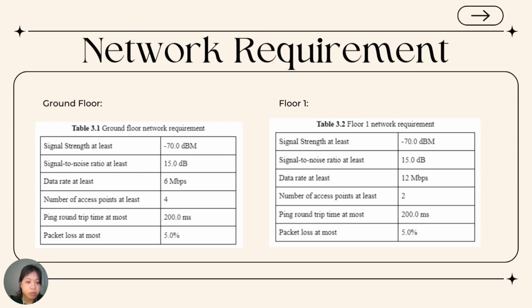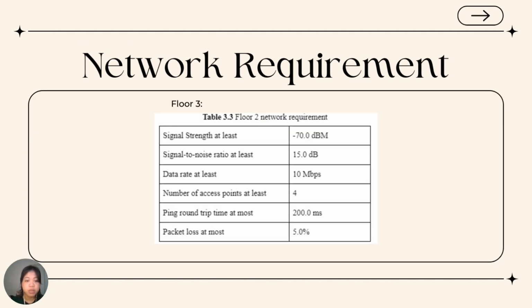Ping round trip time at most 200 ms, and packet loss at most 5%. So the number of access points is different for each floor. For the ground floor, we use 4 access points, for the first floor, we use 2, and lastly for the second floor, we use at least 4 access points.